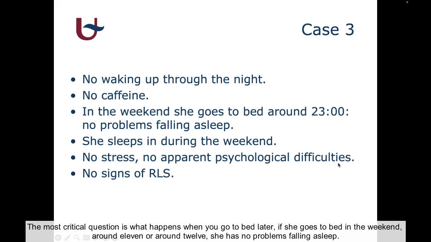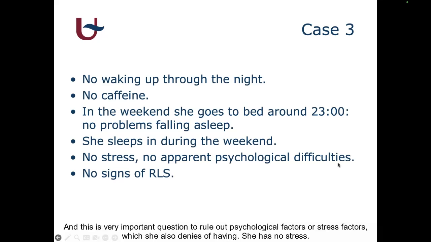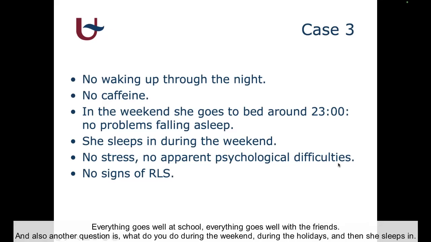The most critical question is what happens when you go to bed later. If she goes to bed in the weekend around 11 or around 12, she has no problems falling asleep. And this is a very important question to rule out psychological factors or stress factors, which she also denies having. She has no stress, everything goes well at school, everything goes well with the friends. And also another question is, what do you do during the weekend, during the holidays, and then she sleeps in.